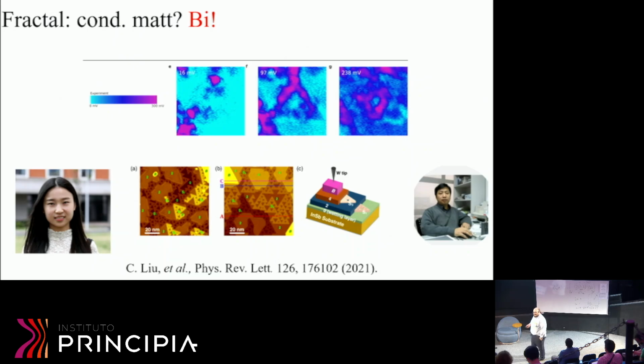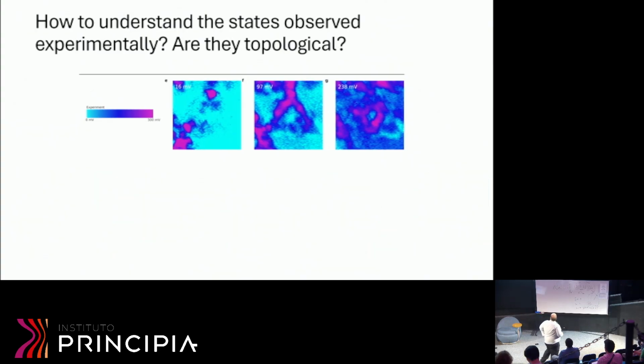So basically the motivation, when they wanted to talk to Cristiani and when we started to become involved in this work, was: well, are these states topological? Because these look a lot like edge and corner states. And I think if you know a bit about bismuth, this is not very surprising. So I actually have something to show you.